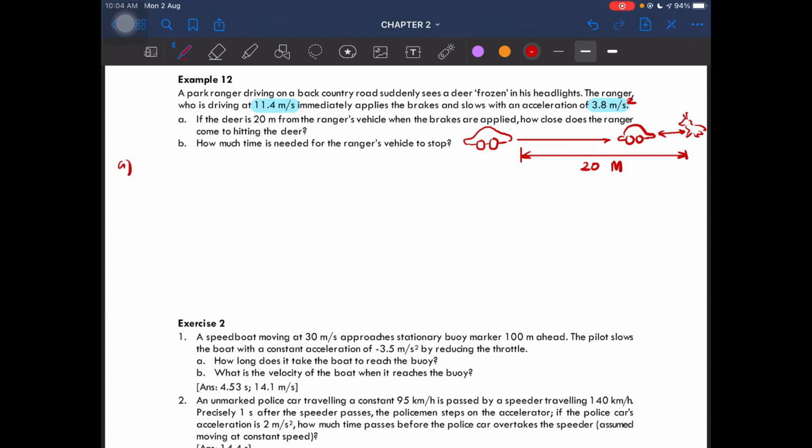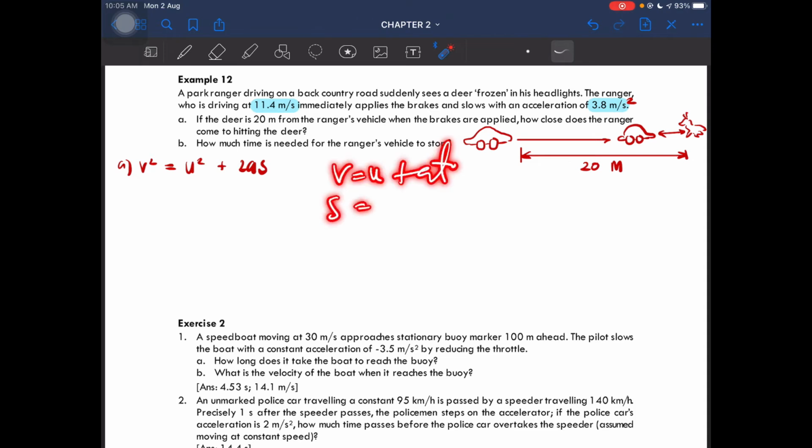Okay, so now we can use the formula v square equals u square plus 2as. So why did I not use v equals u plus at? Why am I not using this as well as this? Because the time is not given. So if the time is not given, why would we use that, right?